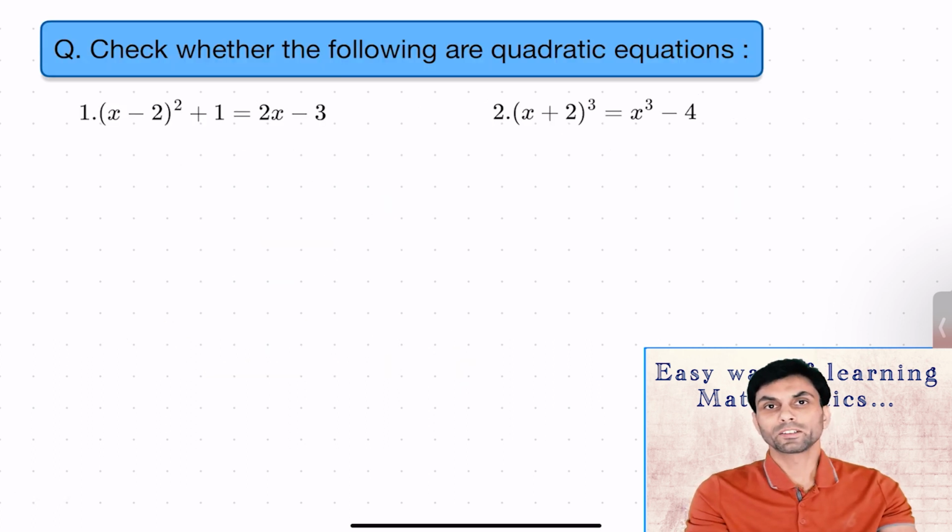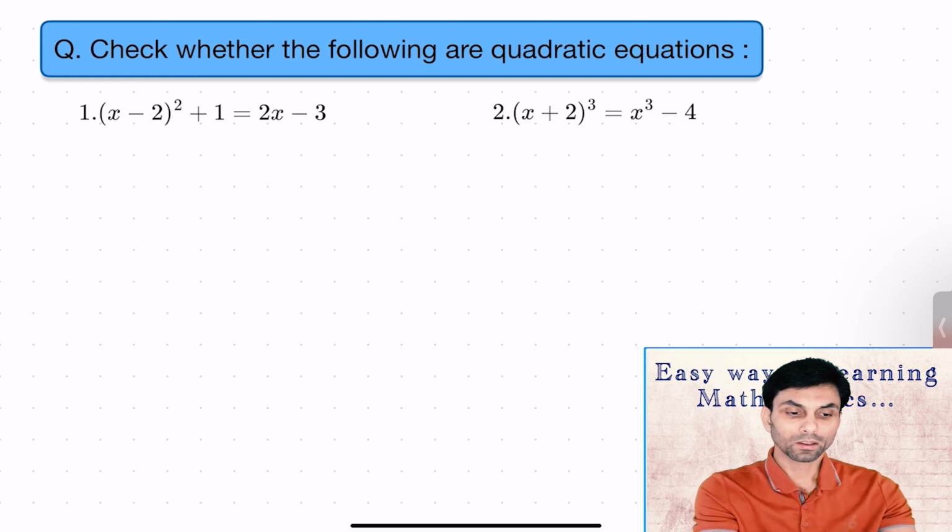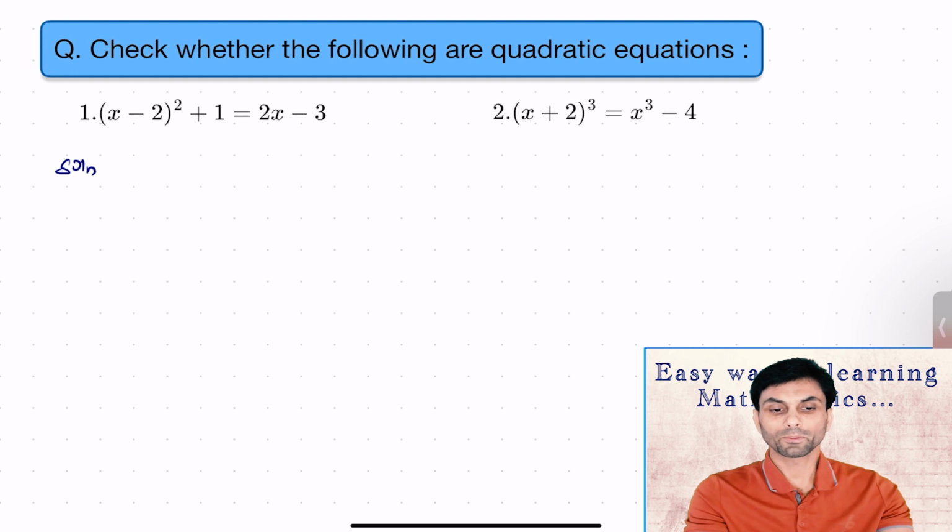Moving to the next part, let's talk about how we can identify whether an equation is a quadratic equation or not. So we know that the degree of a quadratic equation is 2. So we will be taking the questions given and we'll be solving it. If the degree of the equation is 2, we'll say it is a quadratic equation. Otherwise, it will not be a quadratic equation.